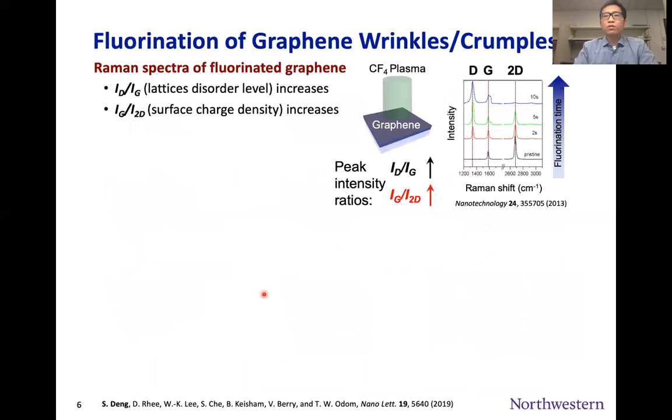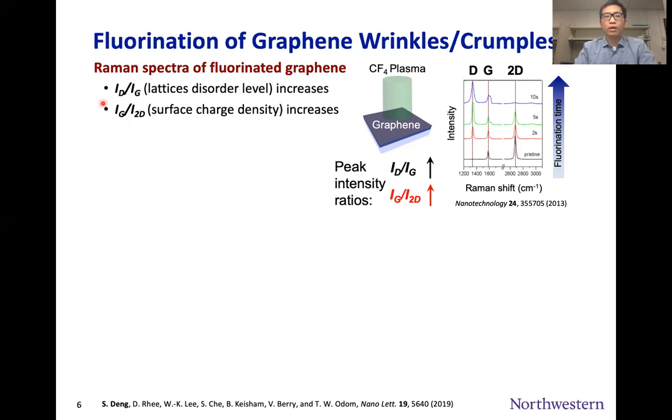But before I introduce the experimental results, I want to give a very brief introduction to the tools we use to observe the surface functionalization. We use Raman spectroscopy to observe the fluorination on the graphene surface. In the graphene spectra, we mostly focus on three peaks: the D peak, G peak, and 2D peak. We use the peak intensities to probe the surface properties.